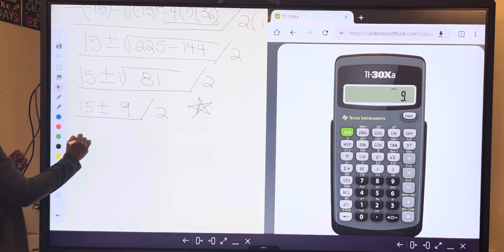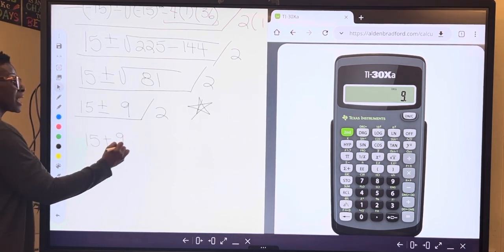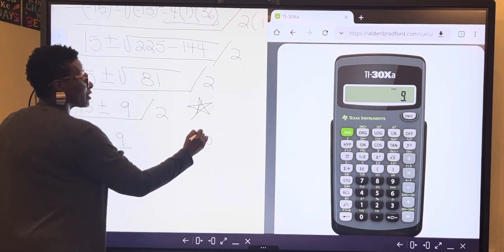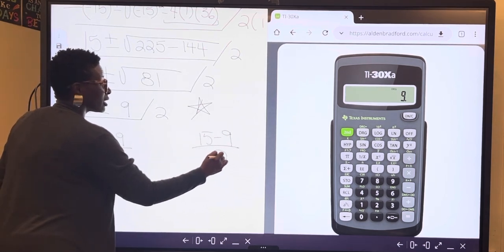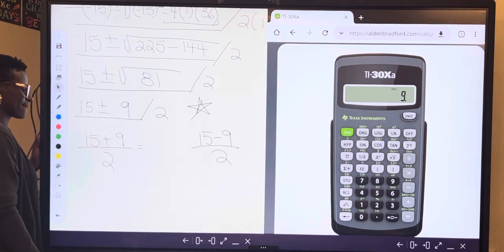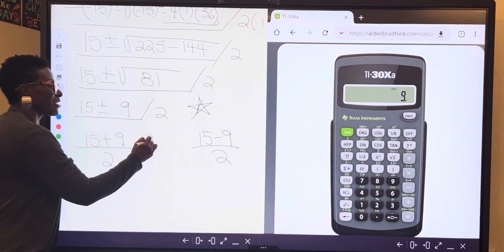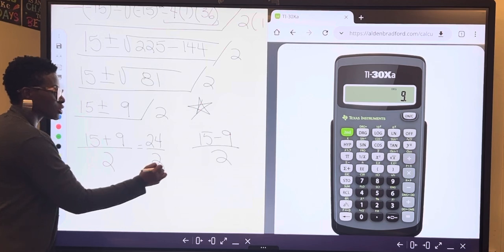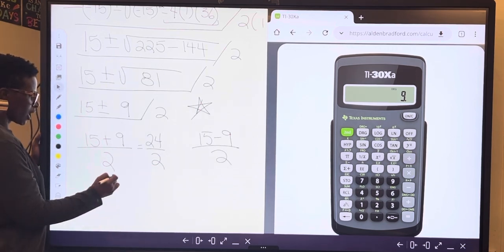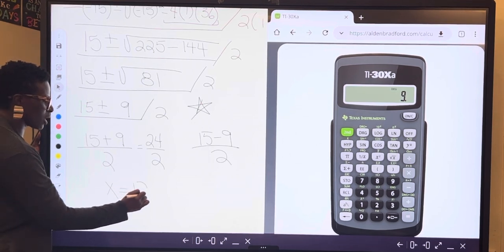What are those 2 parts going to be? 15 plus 9 over what? 2. And then what? 15 minus 9 over what? 2. Is everybody with me? Yes? What is 15 plus 9? 24. 24 over what? 2. And what's 24 divided by 2? 12. So this first one is x equals what?